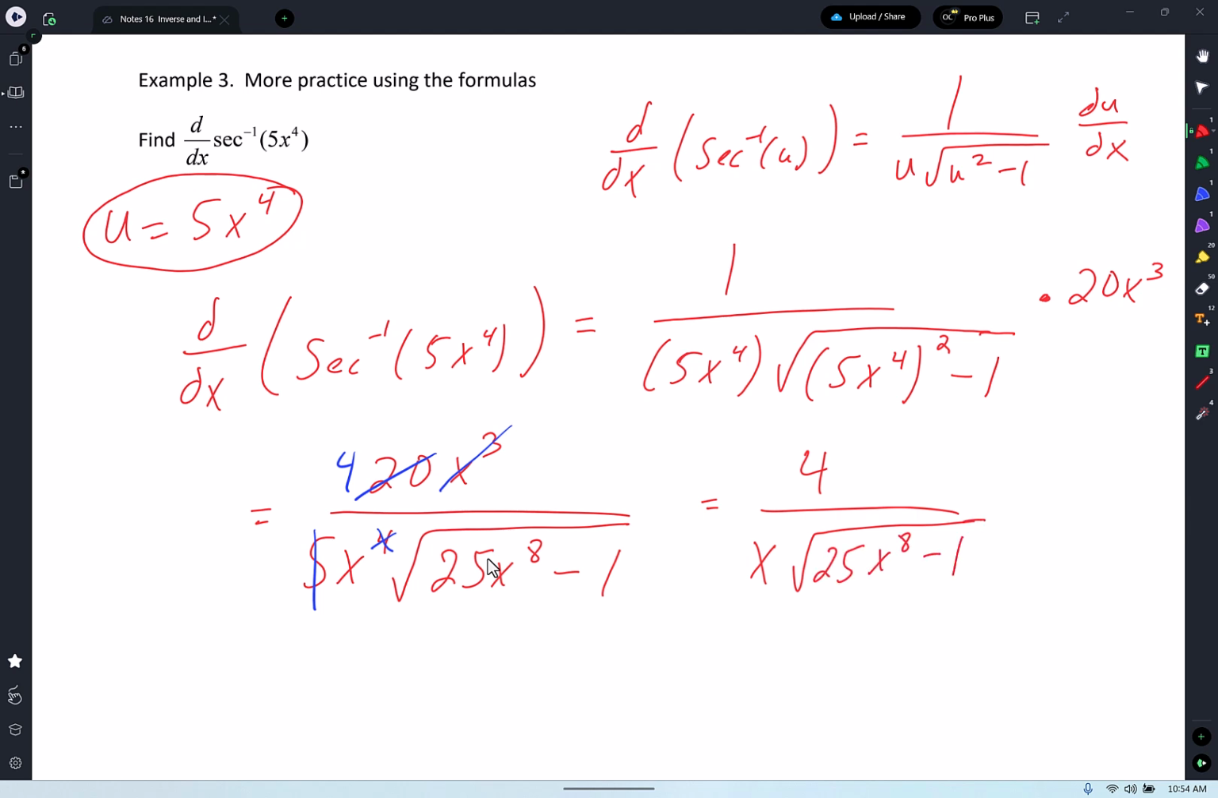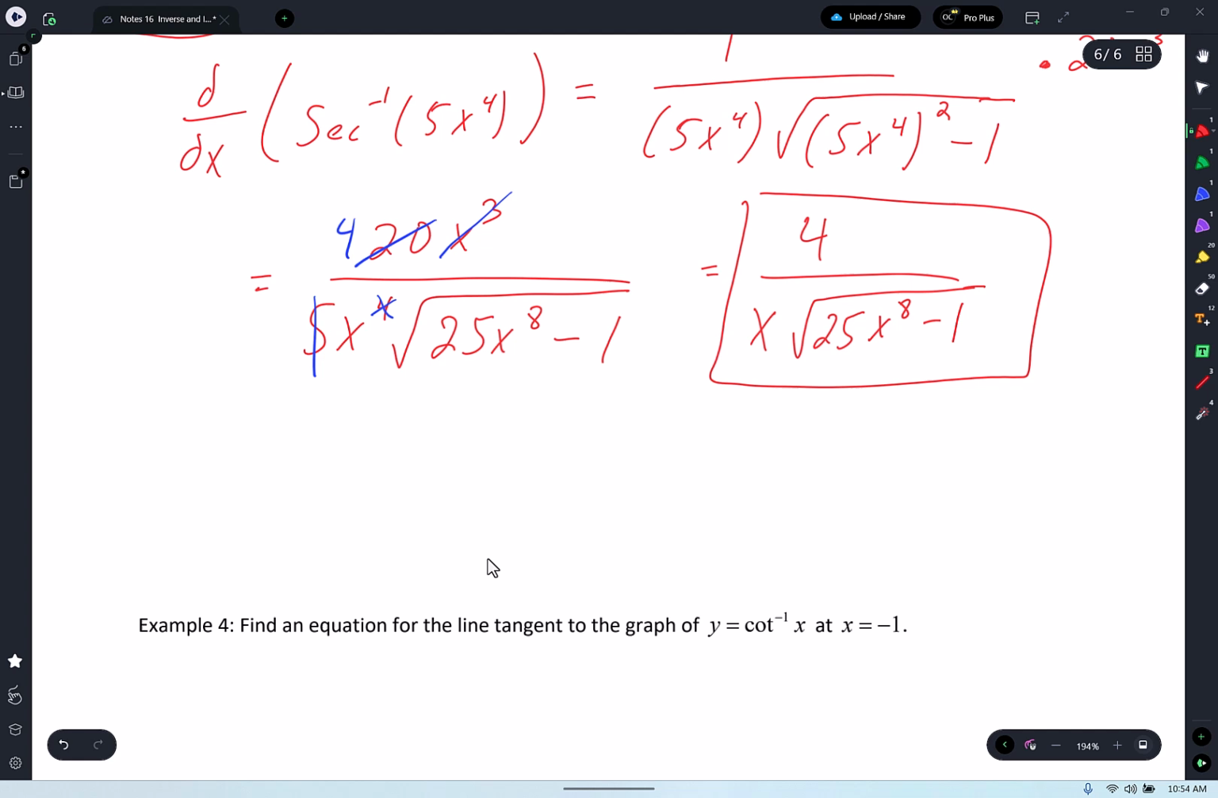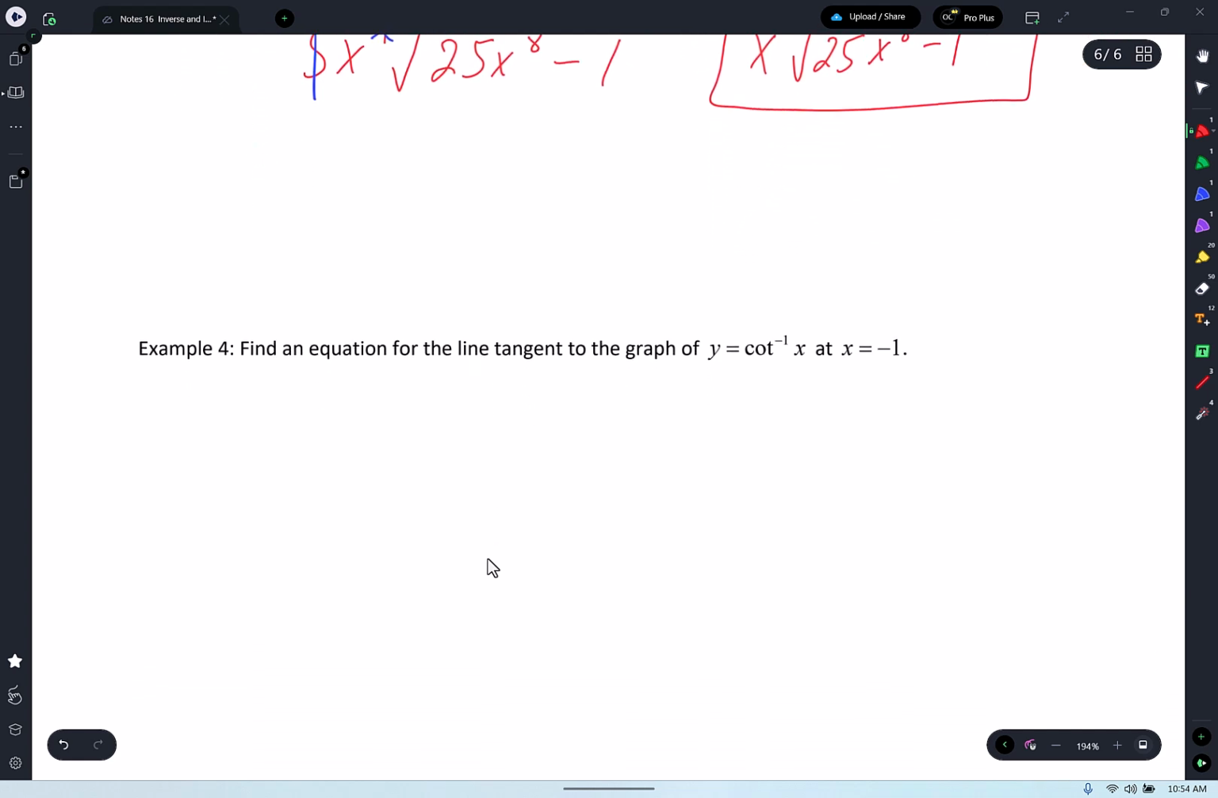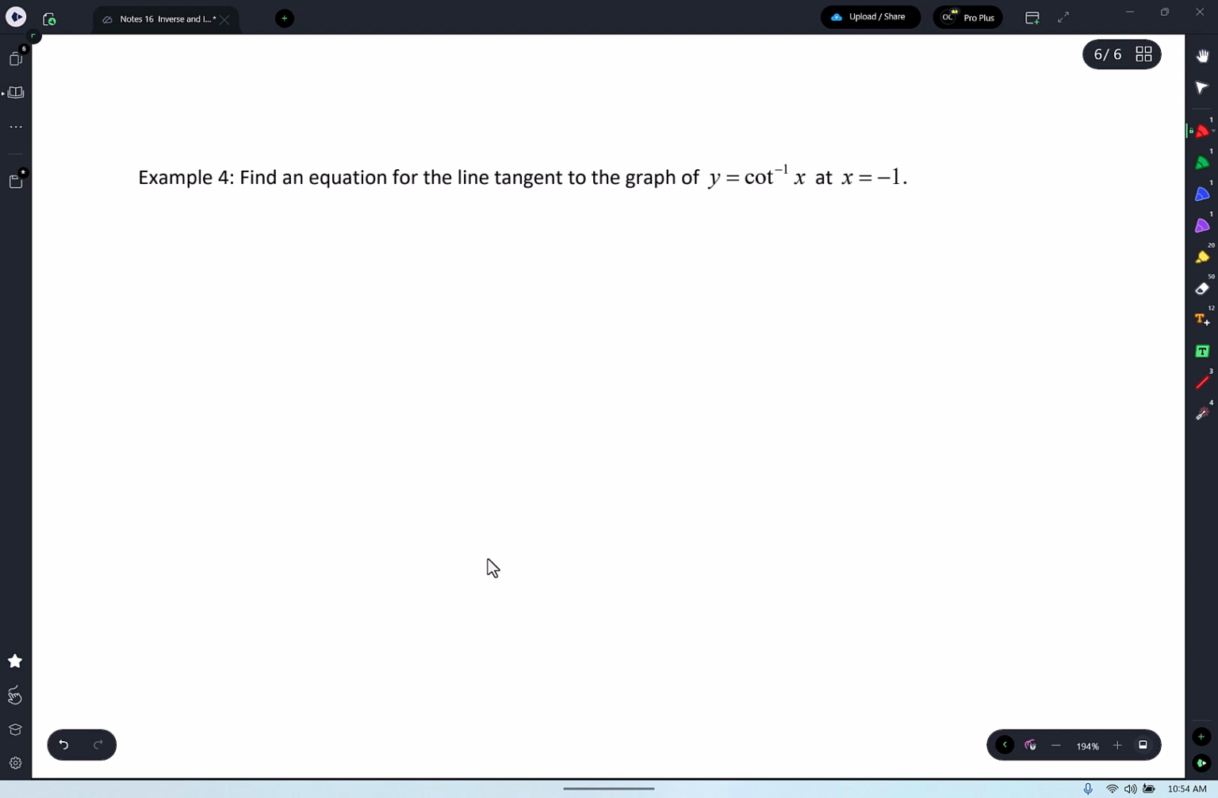You can actually do something about the 25x to the 8th, but we're going to worry about that another time. Well, maybe that's a perfect day to do it on Friday. We'll do algebra. All right. Are we ready for this? Yeah, I think we are.